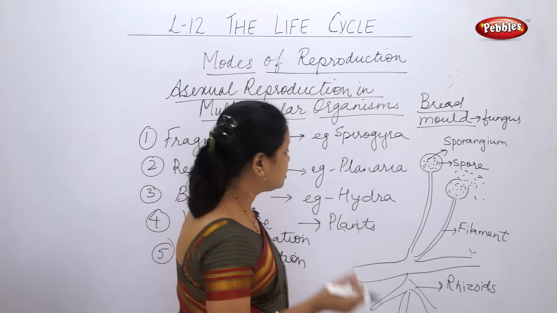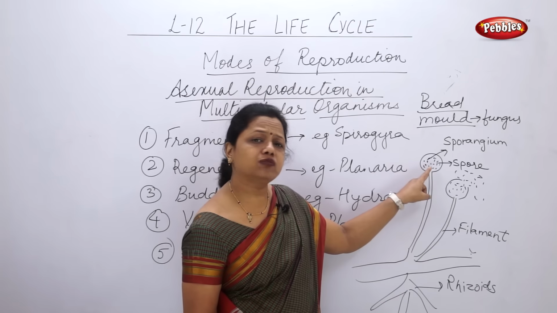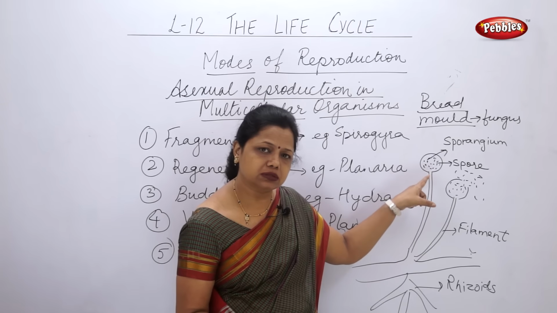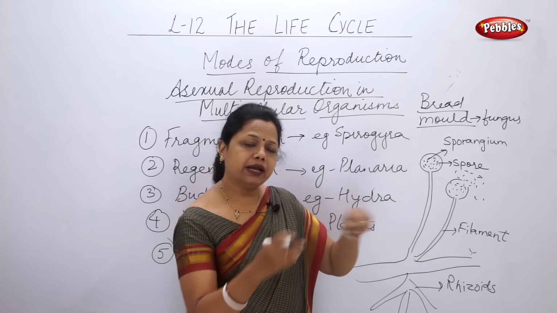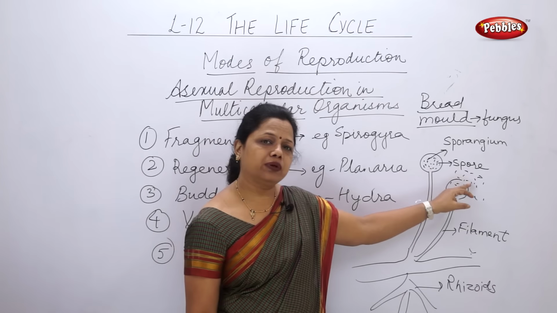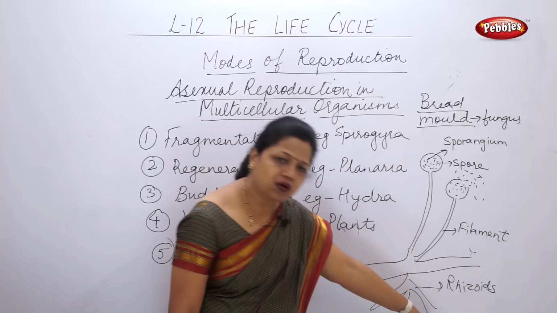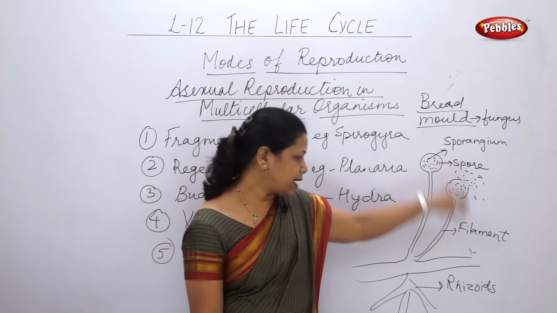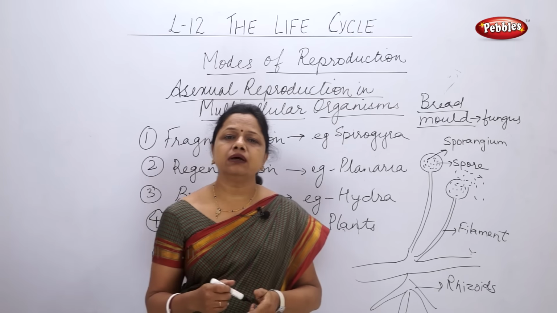The reproduction here is so fast that one filament contains a ball of sporangium. This ball of sporangium contains millions of spores. When it attains a maturity level, it matures and it bursts open. When it bursts open, these spores come out. When these spores come out, they fall back on the bread. When they fall back on the bread, each spore develops into another sporangium with a filament. And this is how the bread mold continues to grow on the bread.